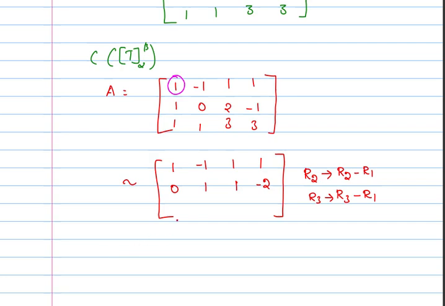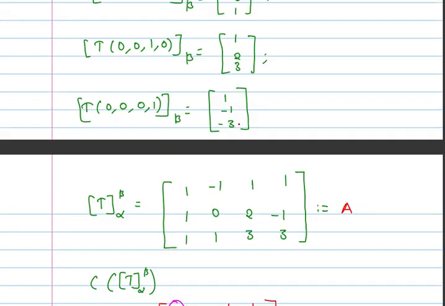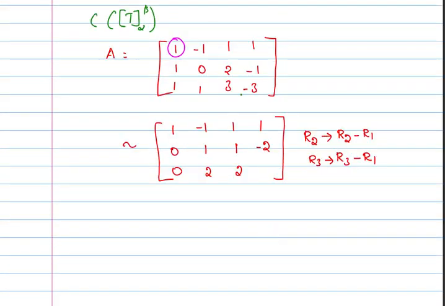So what will we get? This entry is 0. This entry is 2. This one is again 3 minus 1, which is 2. Here also you will get it as, so here minus 3, please check it. Yes, here it is minus 3, so I made a mistake here. This is minus 3. So then this entry is minus 4. So this is my first pivot position.